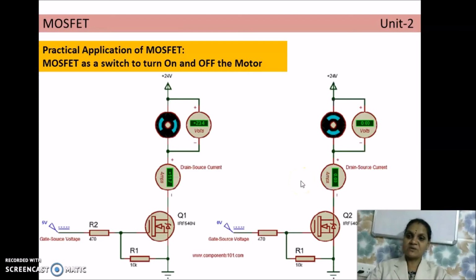the applications of MOSFET. One practical application is how a MOSFET can be used to turn on and off a motor. See here, this is the gate source voltage we are giving, and this is the current limiting resistor, and this resistor is acting as a pull down resistor. And this is the MOSFET, which is going to act as a switch here to turn on the motor. This transistor is mainly responsible for supplying the current from this 5 volt to the motor to get turned on. And this is an ammeter connected in series to measure the current, and this is a voltmeter connected across the motor to measure the voltage.